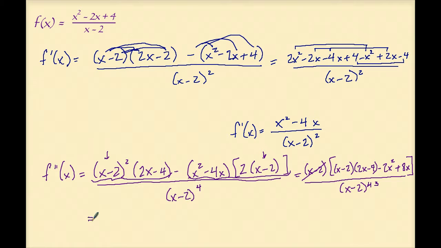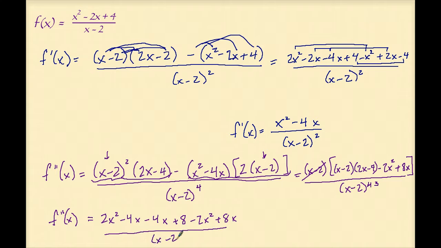We will have, I'll just come over here with more simplification. We're going to have 2x squared minus 4x, again, plus 8, and then minus 2x squared plus 8x, and this is all over x minus 2 to the 3rd power now. The 2x squareds cancel. Negative 4 and negative 4 is negative 8x plus 8x. Those cancel as well. And so we're left with 8 over x minus 2 quantity cubed for our second derivative.